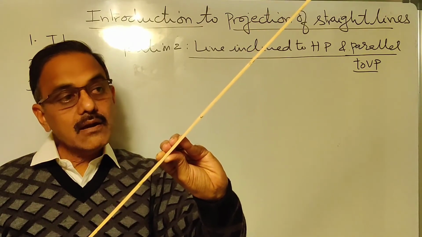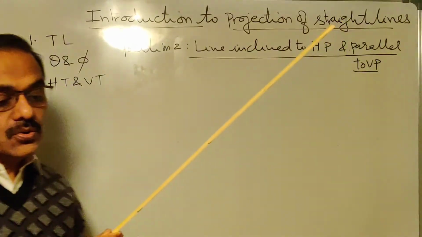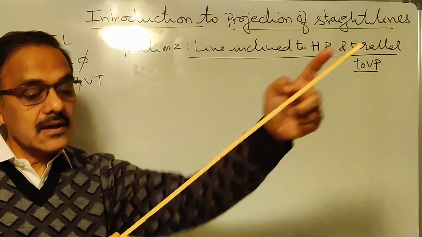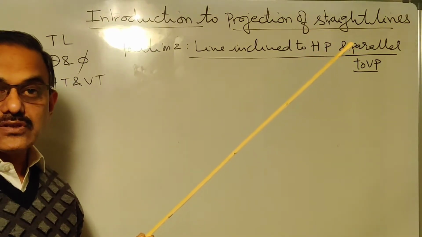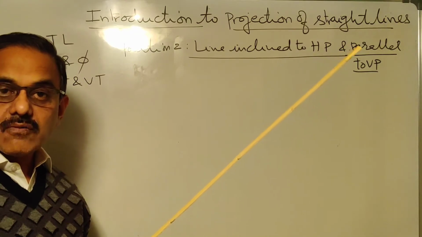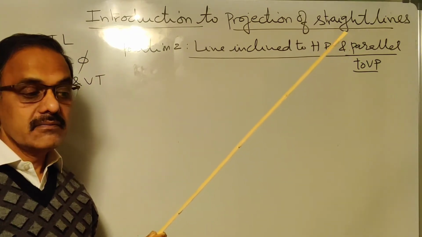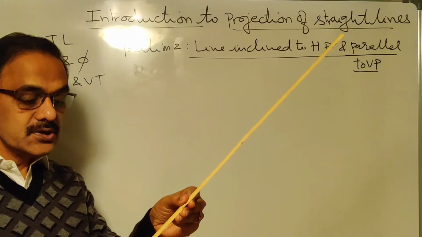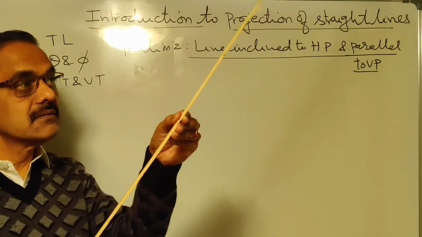But is the line parallel to VP? If you want to check, what you have to do is measure the distance of this end and this end from the vertical plane. They should be at the same distance. If they are at the same distance from VP, then you can say the line is parallel to VP. Yes. In this position, both the ends will be at the same distance from VP.